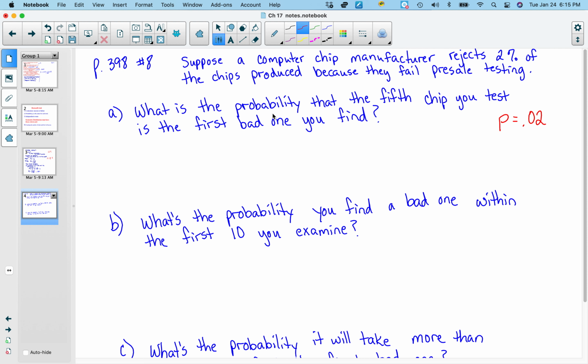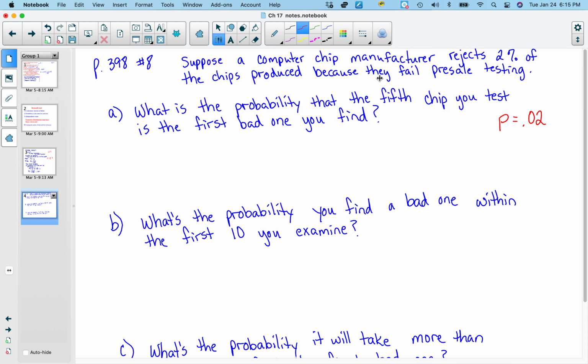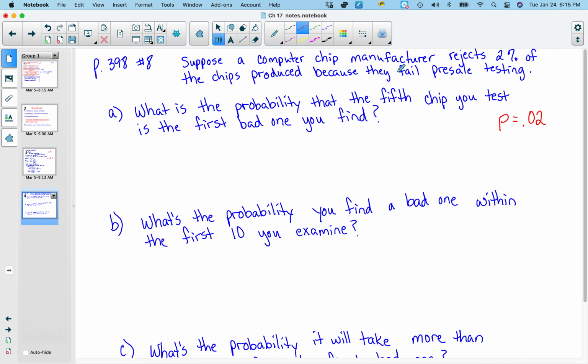Before I actually address this as geometric, let's go through and say, is it even Bernoulli? How many outcomes are there? Well, there's 2, because either it's a good chip, probability 0.98, or it's bad. So those are only 2 outcomes. Is the probability P the same for each trial? We are assuming that it is, based on what the problem tells us. They reject 2% of the chips produced because they're defective.